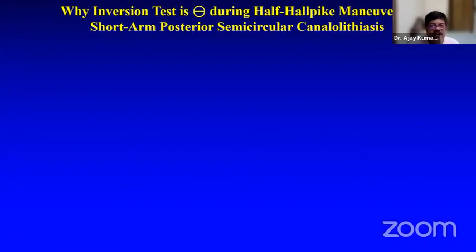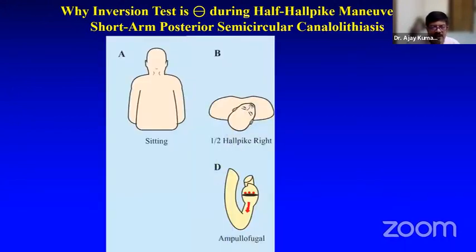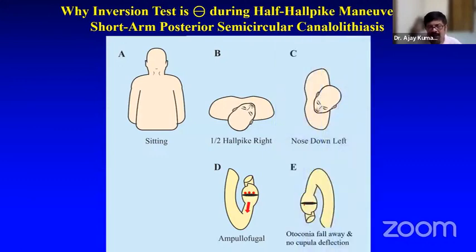Why is the inversion test negative during the half Hallpike maneuver in short arm posterior semicircular canalolithiasis? This is the sitting position. This is the right half Hallpike position. Because the otoconia in the short arm fall up on the utricular side of the posterior cupula, there is a stimulatory ampullofugal deflection. So there is an upbeating right torsional nystagmus of more than a minute duration, because in this position they will keep on deflecting the right posterior cupula ampullofugally. When the nose down to the left is done, that is the inversion position, the otoconia fall away, and there is no cupular deflection, and the nystagmus disappears.